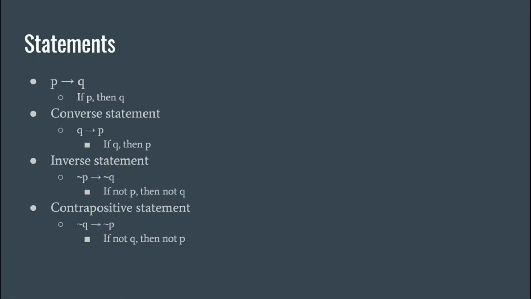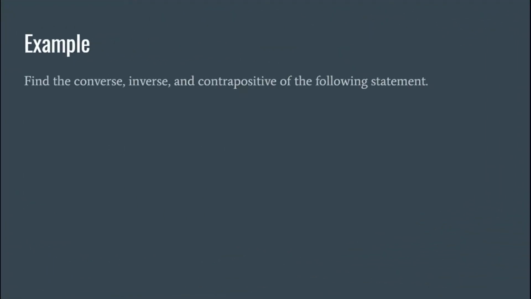So let's take a look at an example so you can get used to how these statements look. We're going to find the converse, inverse, and contrapositive of this statement here. If the road is wet, then the sky is falling. Now, I use this as an example. It doesn't have to be a true statement. It just has to be a statement we can use so that you're comfortable with finding the converse, inverse, and contrapositive.